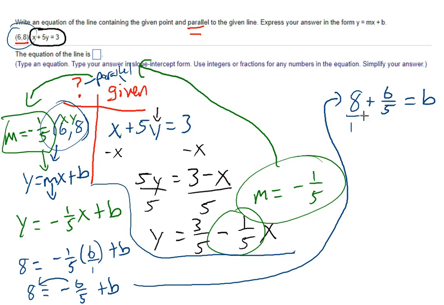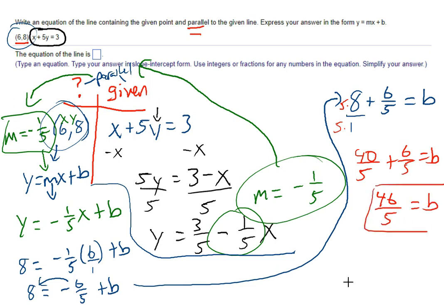And then I need to get a common denominator. The common denominator here is going to be 5, so I'll multiply 5 to the top and bottom here. So I'll get 40 over 5 plus 6 over 5 is equal to b. Now I can add these together. 40 plus 6 is 46 over the common denominator, which is 5. And so finally, I found my value for b.